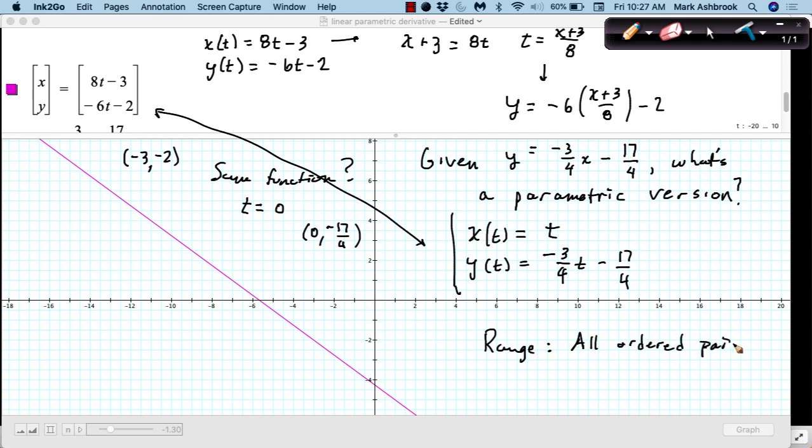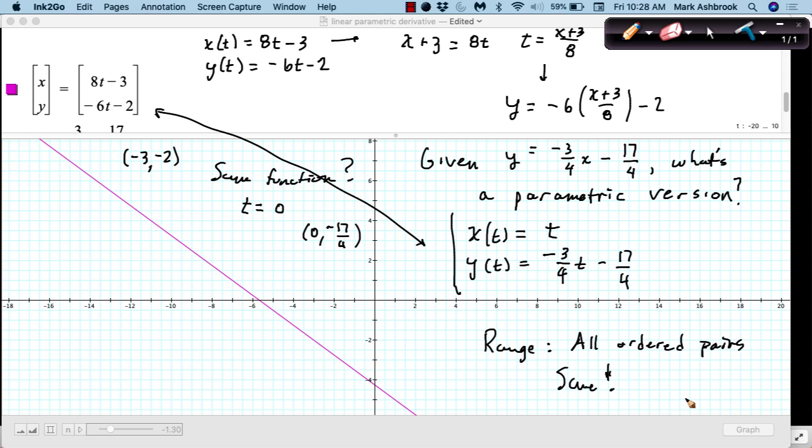So what about the range of this versus the range of this? That's the same, right? The ordered pairs that are generated. You don't want to say all real numbers because there's lots of ordered pairs here that aren't in the range of these functions. Only ordered pairs on these lines are in the range. So they're different functions, but they're different functions that result in the same set of points.